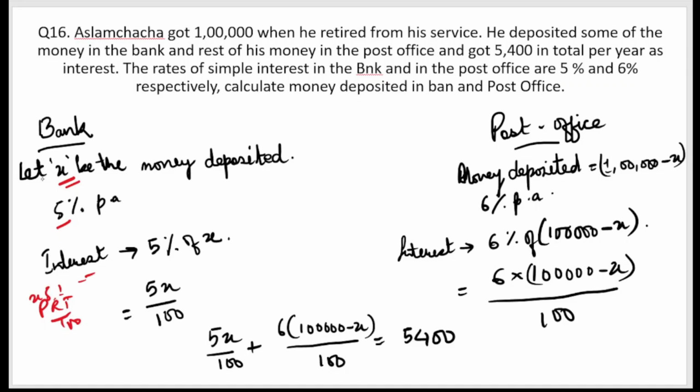If X money is deposited in the bank, then the remaining money, which is 1 lakh minus X, is deposited in the post office at the rate of 6% per annum, the interest rate given by the post office. So 1 वर्ष बाद interest कति हुन्छ: 6 into this amount of money, this is rate, and time is 1 year, over 100. So this much is the interest after 1 year from the post office, and this is the interest which we get from the bank after 1 year on the money deposited, which is X, and according to the question your interest plus your interest will be 5,400.